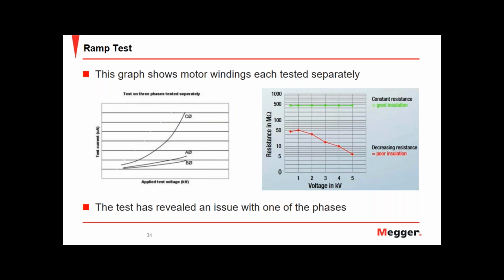If it was all three the same, we'd know that was good, or all degrading at the same time. But here we can see that the C phase is actually degrading at a worse rate. So this test has revealed an issue with one of the phases.